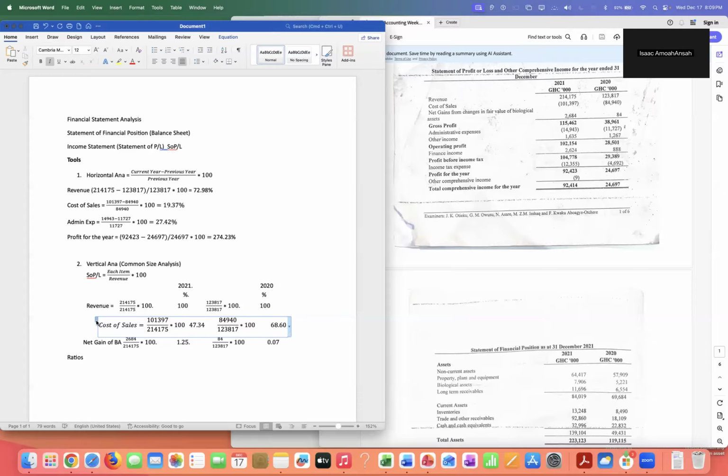And going forward, I'll try and do it well. In common size, you would work out revenue. Revenue is not really difficult to work out. Anything divided by itself times 100 is 100, right? So you can even close your eyes and write it. Then go ahead and work out your cost of sales for 2021. The rest, you can use your calculator to generate them.